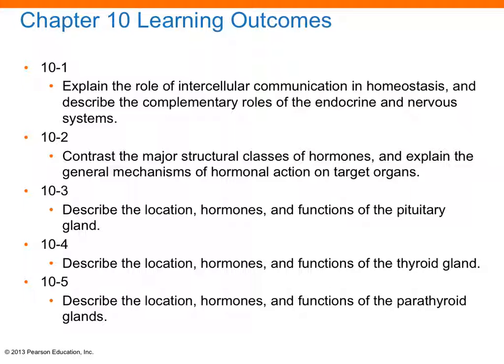Learning outcome number 2, we're going to contrast the major structural classes of hormones, and we're going to explain the general mechanisms of hormonal action on target organs. Learning outcome number 3, we're going to describe the location, hormones, and functions of the pituitary gland. Learning outcome number 4, the thyroid gland. And learning outcome number 5, the parathyroid gland.